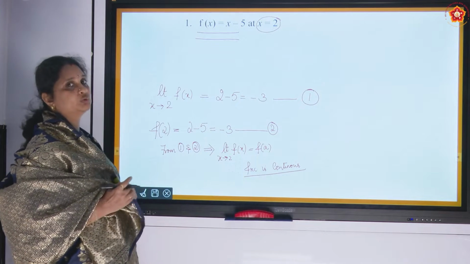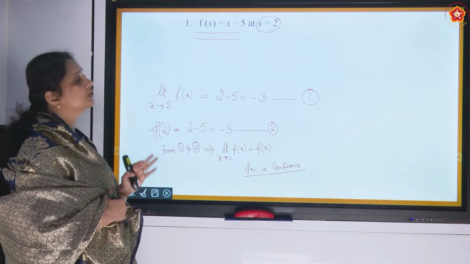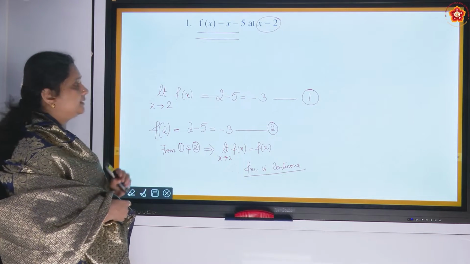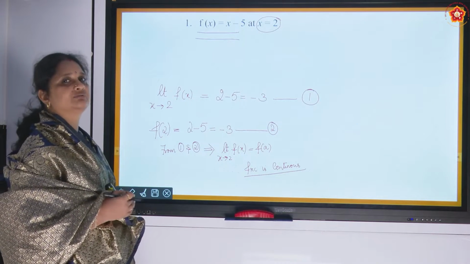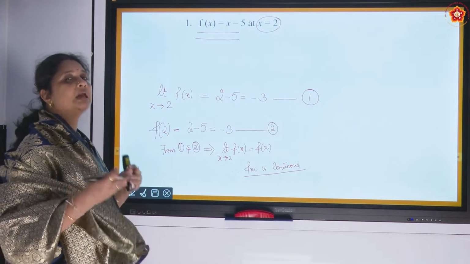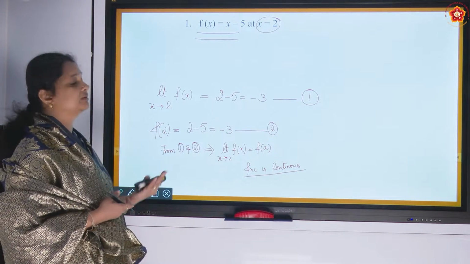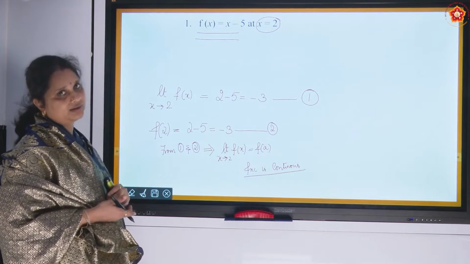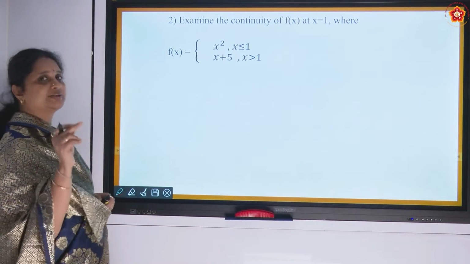So here, if you see in this example, we are substituting 2 in place of x in both the places. It will seem to be a little confusing now, but you will see in few other examples that we will be discussing how both are different. So let's move on to the next question.